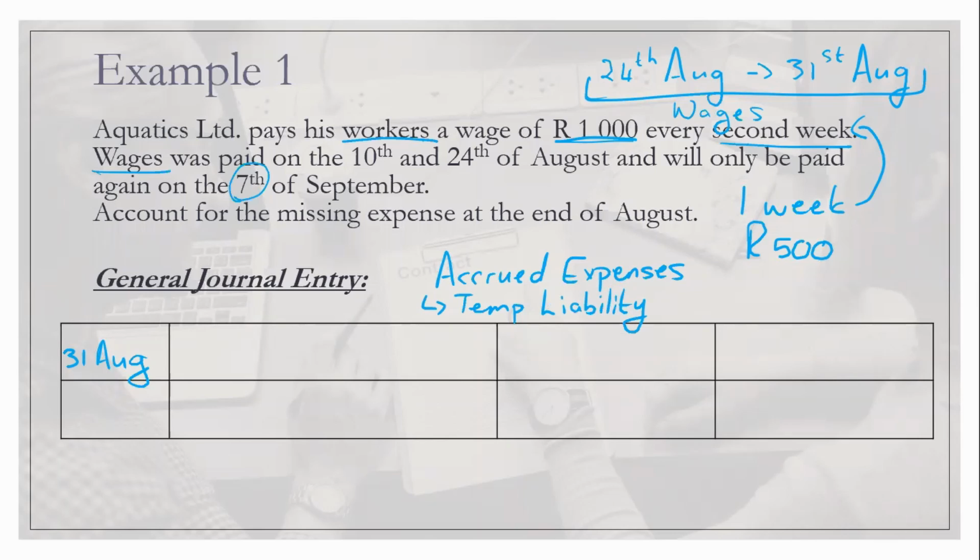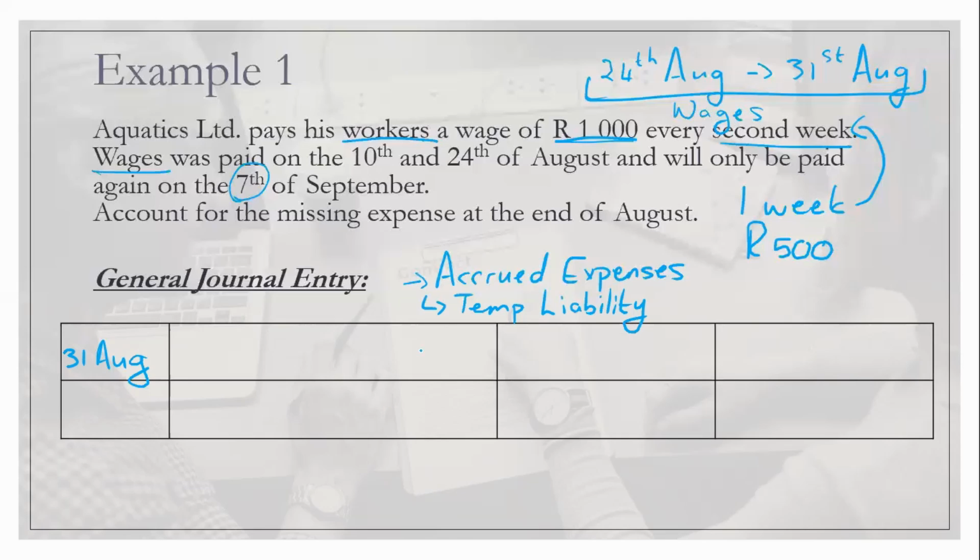Yes, ma'am. Why is it a temporary liability? Can anyone take a guess? Is it because we still owe them the money? We still owe them the money. Good. Now, if we owe someone money, is that good or bad for the business? Bad. Therefore, we classify it as a temporary liability.